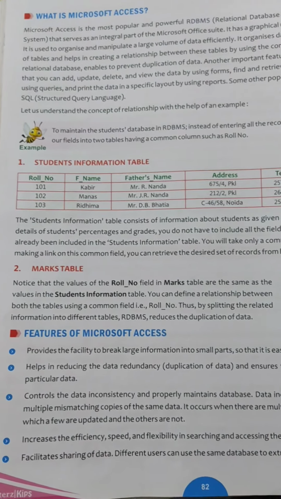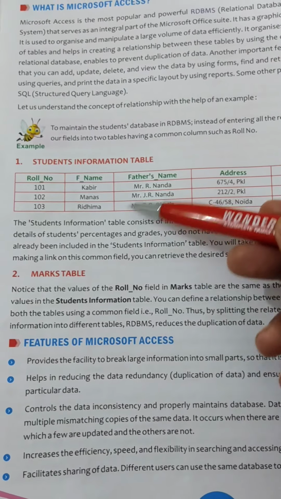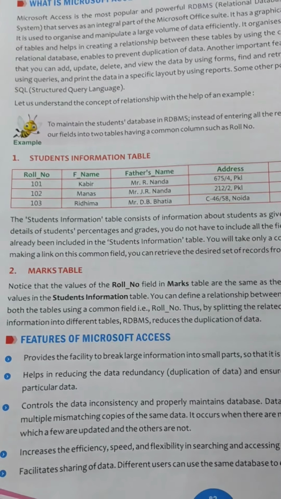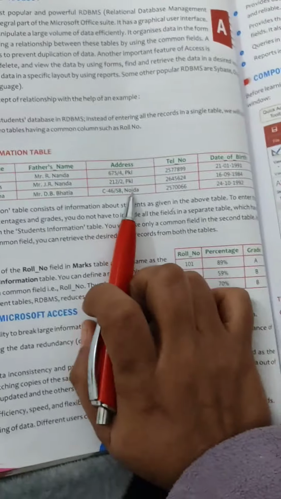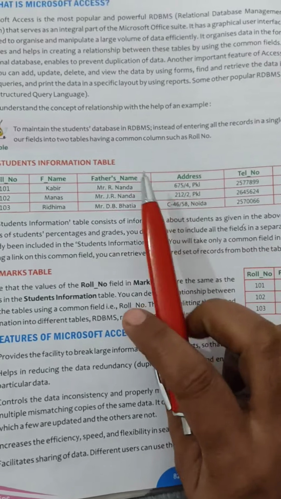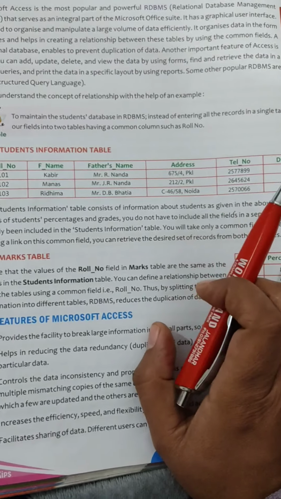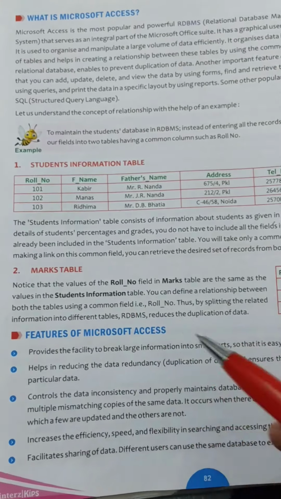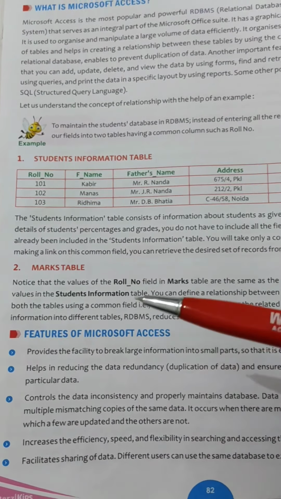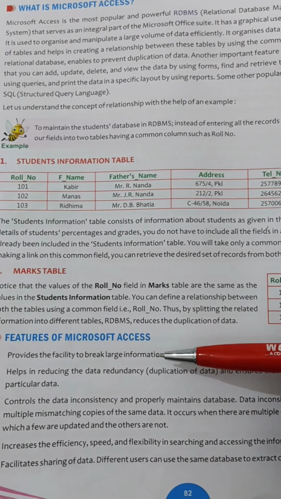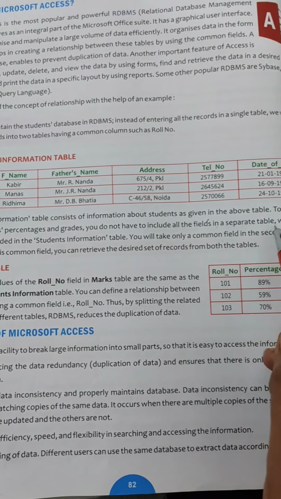So we split the fields of our table into tables, and both the tables have a single common column, that is roll number. So it contains the information about the student: full name of the student, father's name, address, telephone number, and date of birth. So to include the student's percentage and grade fields as well in the second table, you do not need to include all the fields in a separate table.